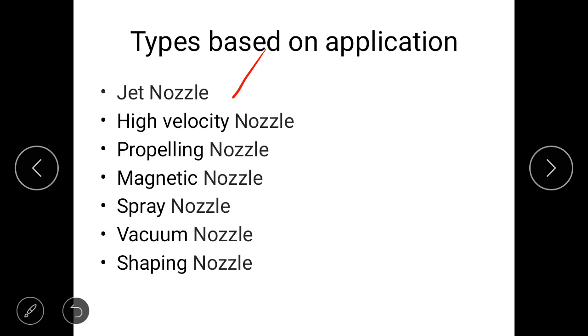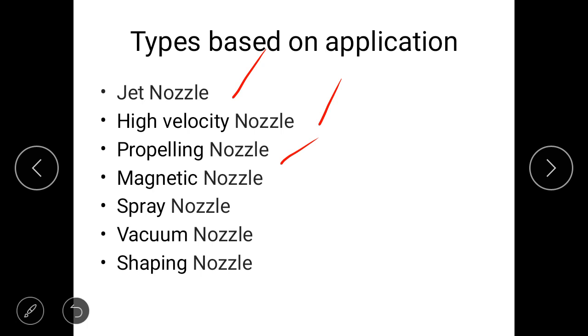The second one is the high velocity nozzle. The high velocity nozzle is another type of nozzle. In application, it is used to clean the inner parts of the boiler. The third one is the propelling nozzle. The propelling nozzle is used to propel the propellants in rockets and some aviation. In the aviation industry, it is mainly used.